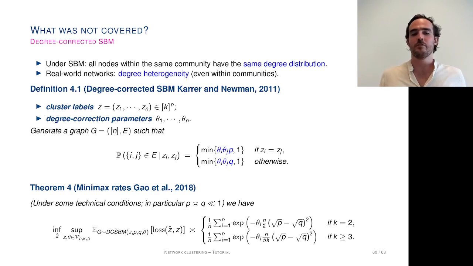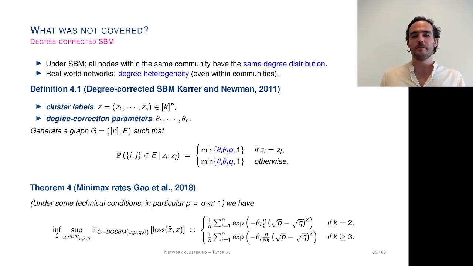a very simple extension of the SBM where, in addition to having the cluster labels Z1 to Zk, this vector Z, we have also some degree correction parameters, which is just n quantities theta 1 to theta n, one for each vertex. Then the probability of having an interaction between node i and j is going to be theta_i theta_j times p if you're in the same community, and theta_i theta_j times q if you're not in the same community. Here in the formula I put a minimum just to make sure that the probability is smaller than 1.